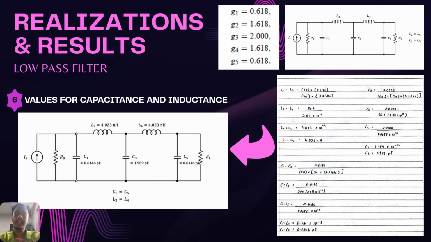So we did the calculation here. Then we get the values of capacitor C1 0.6146 picofarad, L2 4.023 nanohenry, C3 1.989 picofarad, L4 4.023 nanohenry, same as L2, and C5 is the same as C1, which is 0.6146 picofarad.